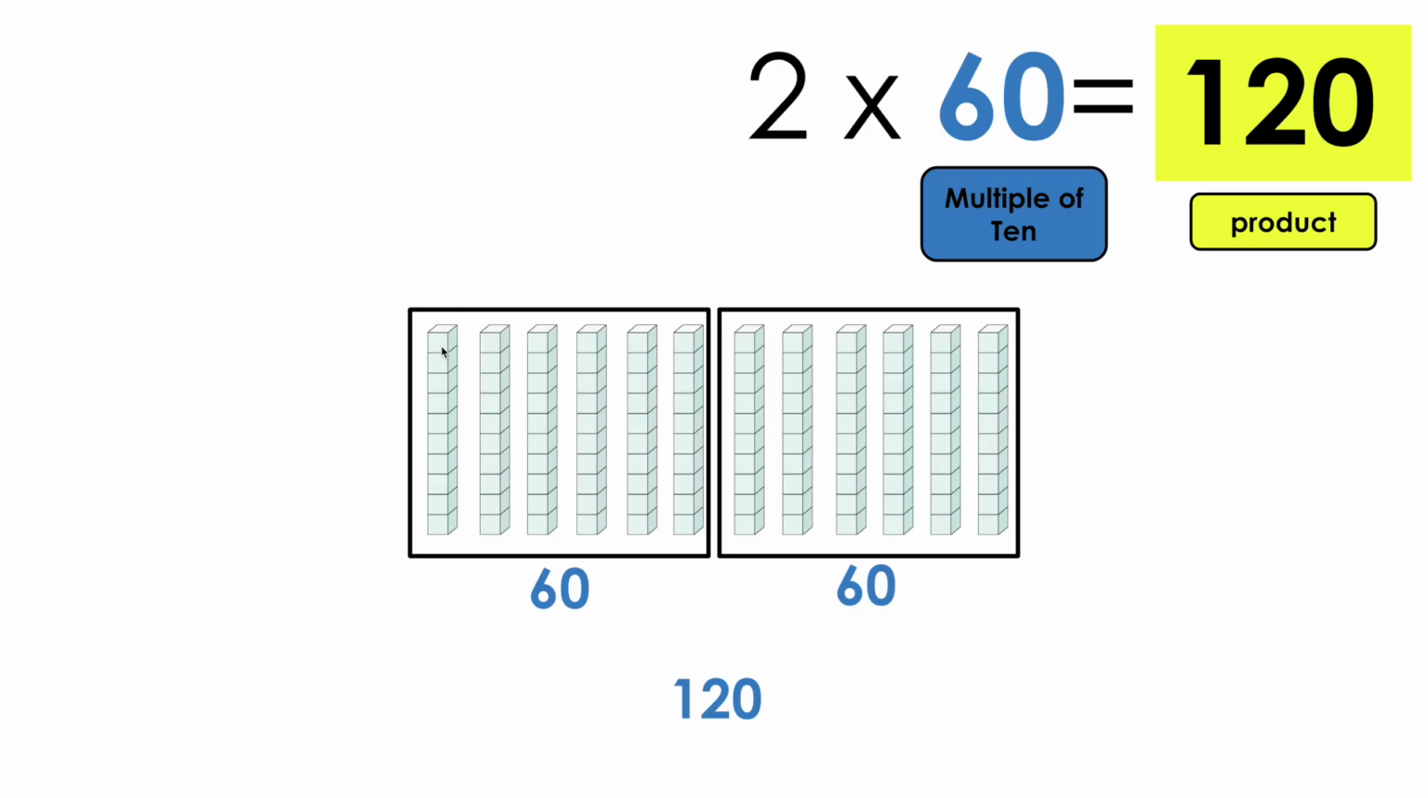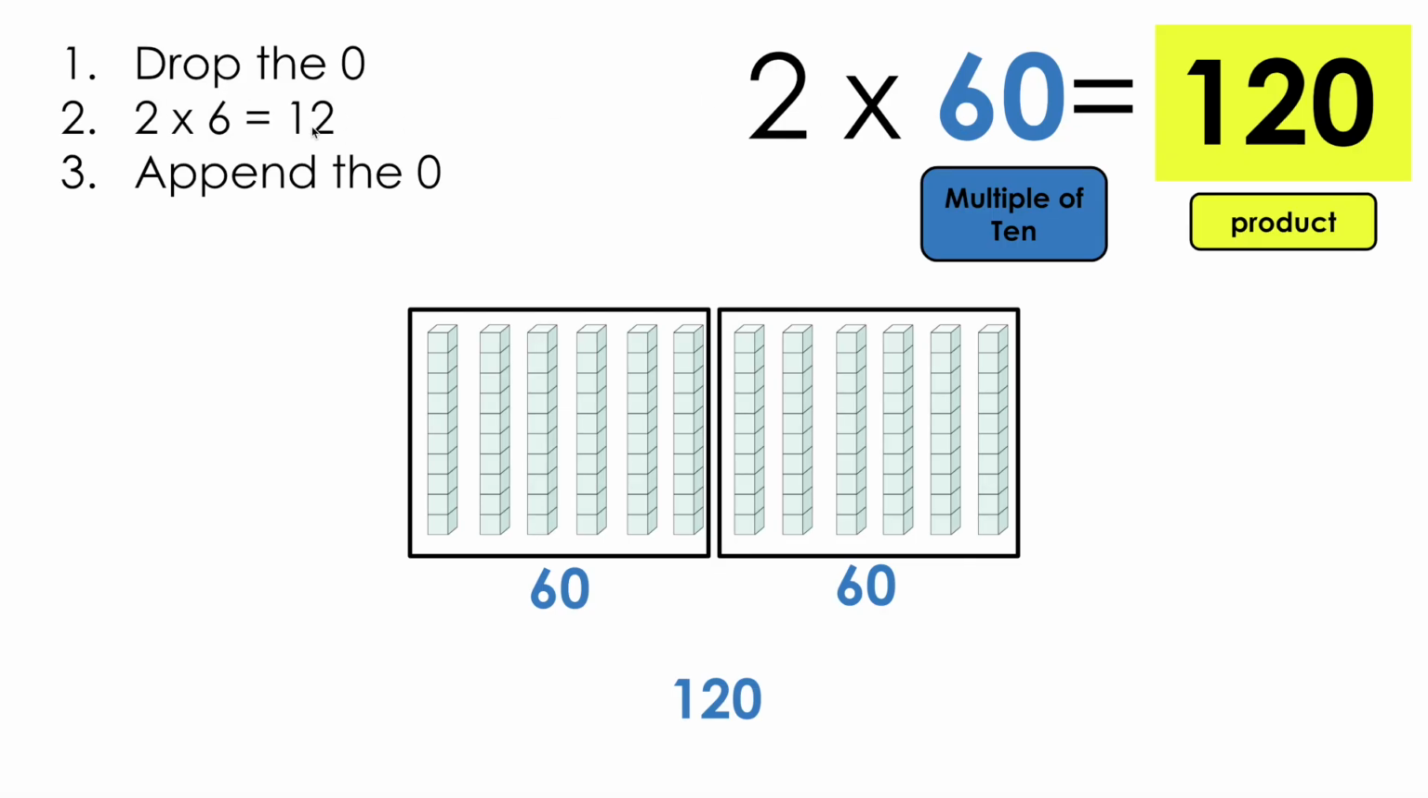Ready? Count with me. 10, 20, 30, 40, 50, 60, 70, 80, 90, 100, 110, 120. Another way to think about this is to drop the 0 in the multiple of 10. So we would just write 2 times 6, which we know equals 12. Next, we can append the 0. That means that 2 times 60 equals 120.